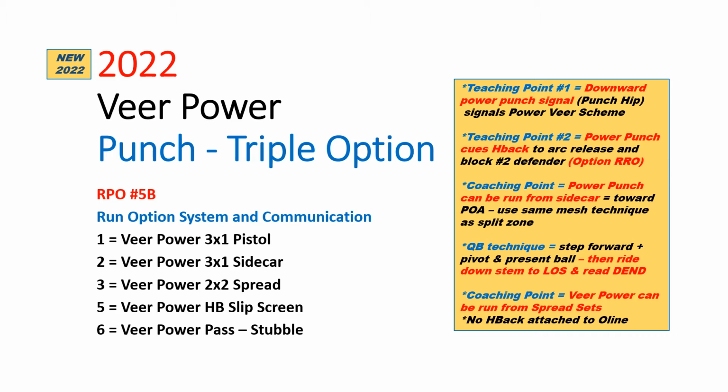Number one, the signal here is where we're going to use a downward power punch signal. We're going to punch the hip with our fist off to the side. This signals a power Veer scheme. Number two, it cues the H-back then to arc release and block the number 2 defender versus J blocking that defensive end, which we're going to read now.